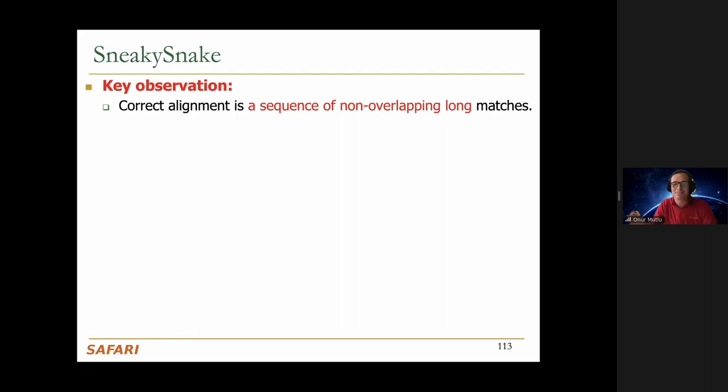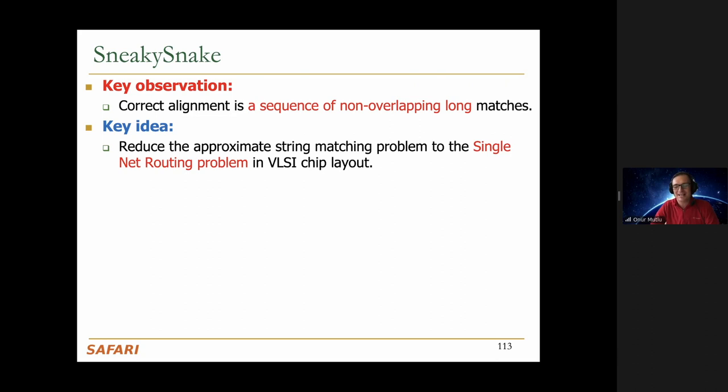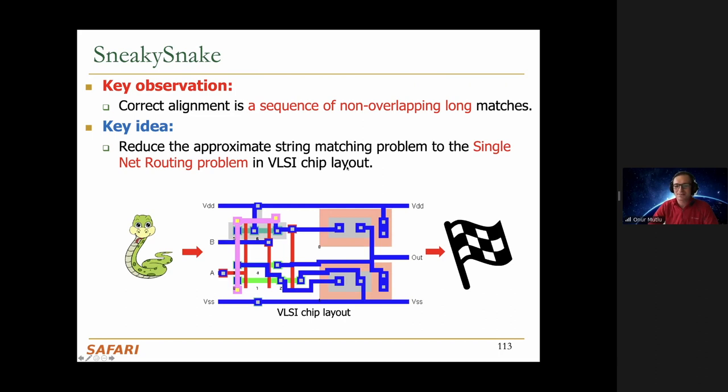Basically, this problem actually exists already. If you know about the single net routing problem in VLSI chip layout, we're basically mapping the approximate string matching problem to that single net routing problem. So that's why it's called the Sneaky Snake. You have an input, you have an output, and you want to find the smallest number of obstacles, meaning stops over here, to route one signal to the output over here, essentially.